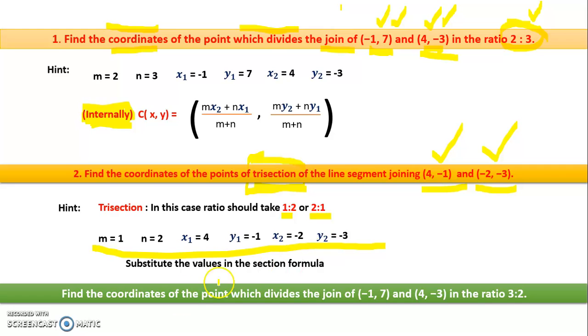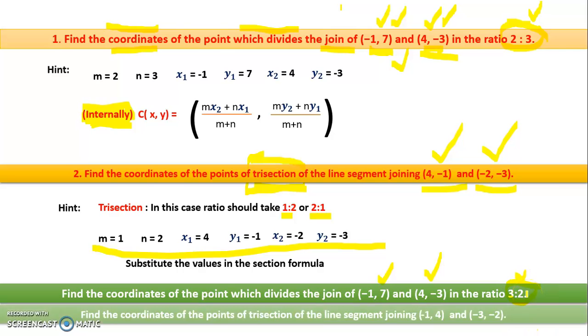Related to those problems, I have given homework here. Find the coordinates of the point which divides the join of (-1, 7) and (4, -3) in the ratio of 3:2. In the first problem, I just changed the ratio to 3:2 here. You can do this as homework. And the second one, find the coordinates of the points of trisection of the line segment joining (-1, 4) and (-3, -2). Same problem, I just interchanged the coordinates here, x to y and y to x. So this problem also you should do as homework.